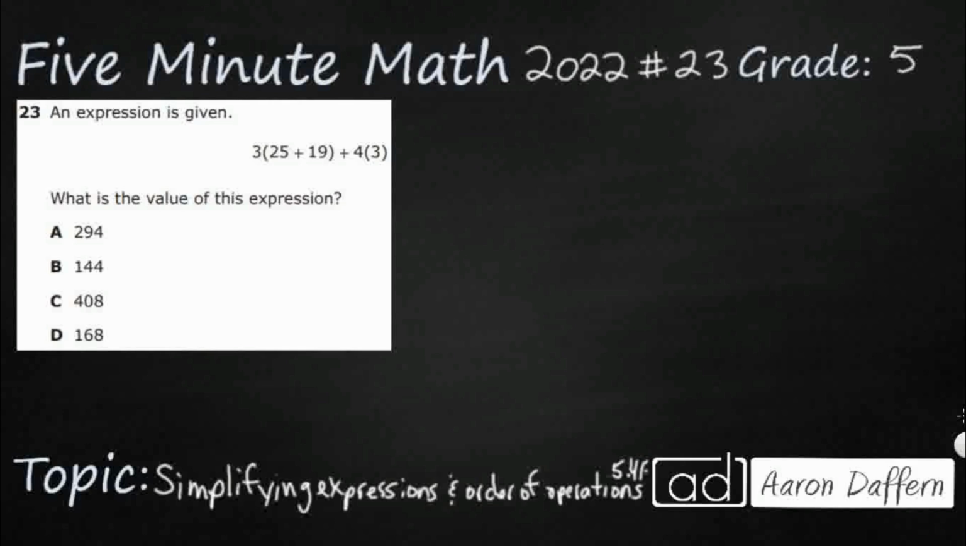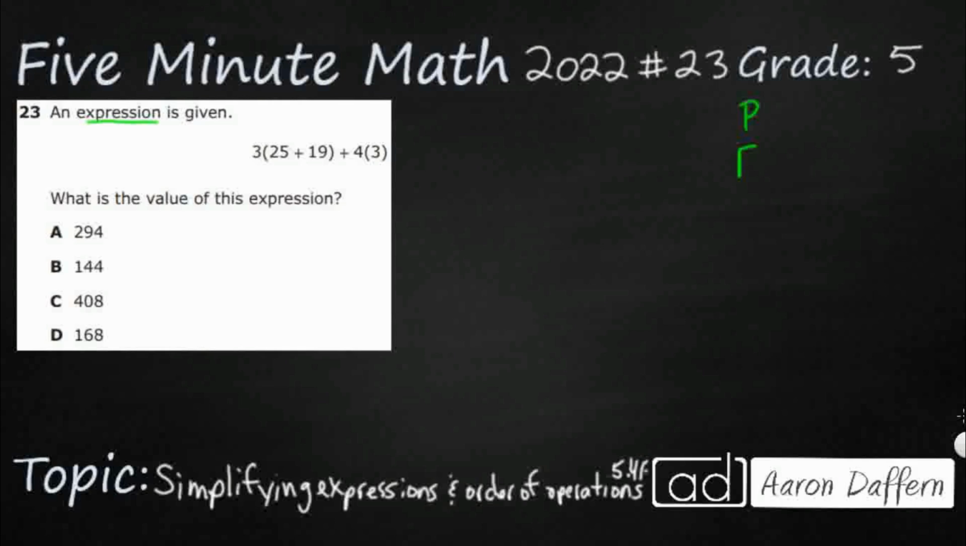So we have an expression here. It's called an expression simply because there's no equal sign. If there was an equal sign, we'd be looking at an equation. And so we just need to simplify the value of this expression. So hopefully when we're looking at parentheses and addition, we're thinking of order of operations.